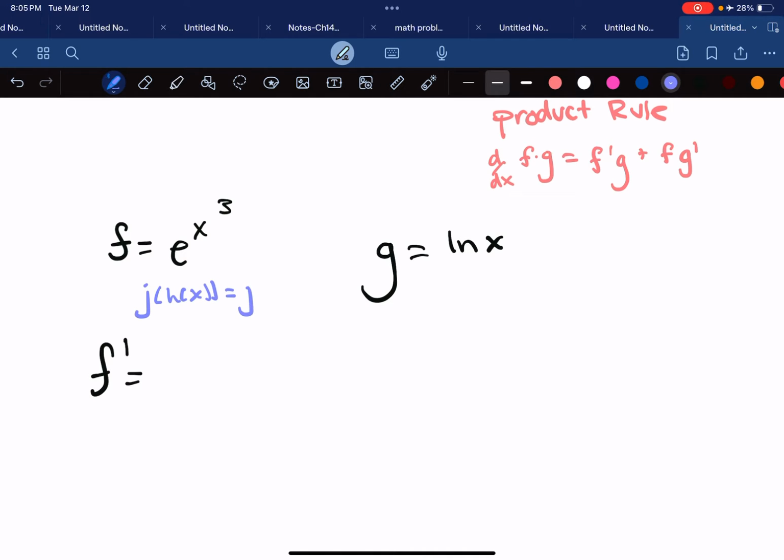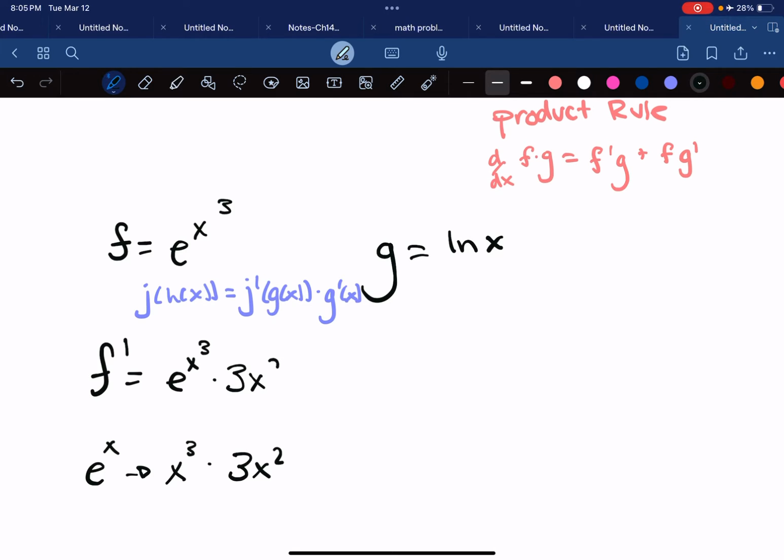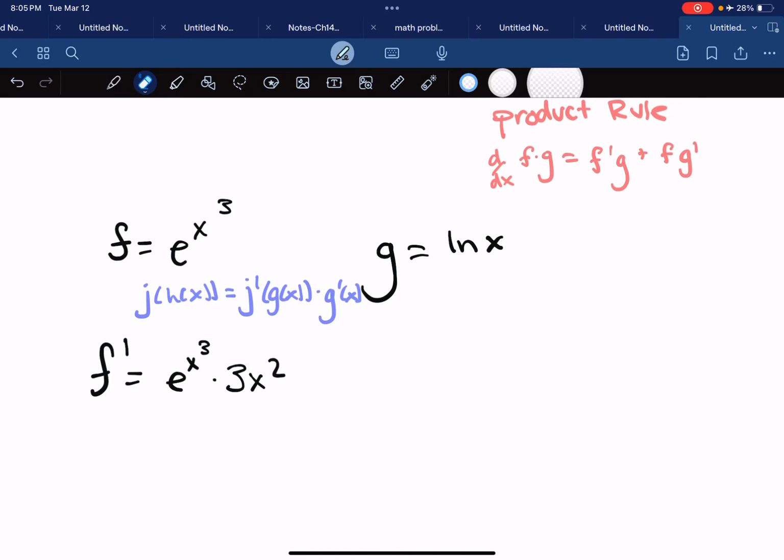So I'm going to take the derivative of my outside function and multiply that times the derivative of my inside function. My outside function would be e to the x, and the derivative of e to the x is just e to the x. The inside function is x cubed, so the derivative of the inside function is 3x squared. So I'm going to have e to the x cubed times 3x squared. And I'm going to take that away just for a little more room.